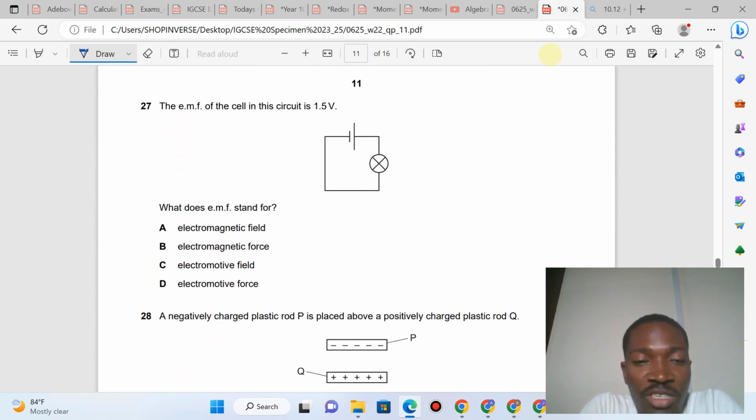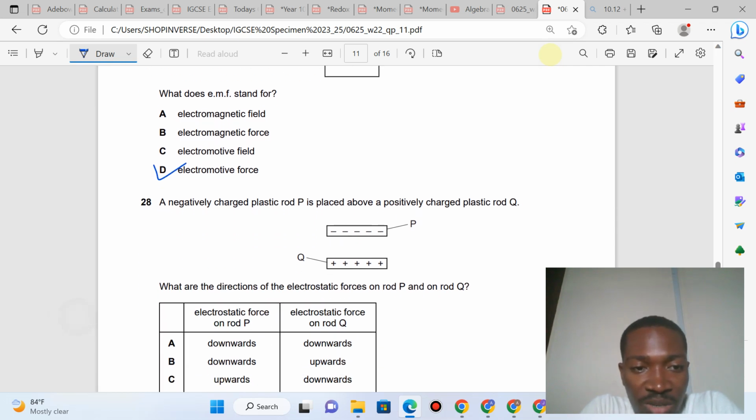The EMF of the cell in this circuit is 1.5 volts. What does EMF stand for? Electromagnet? No. Electromotive field? No. Electromotive force. Perfect. That's the meaning of EMF.